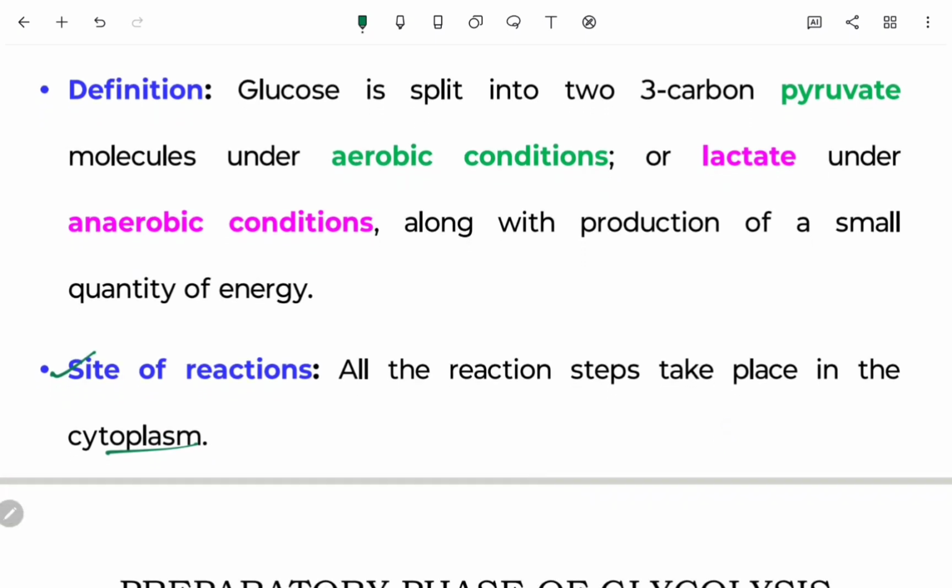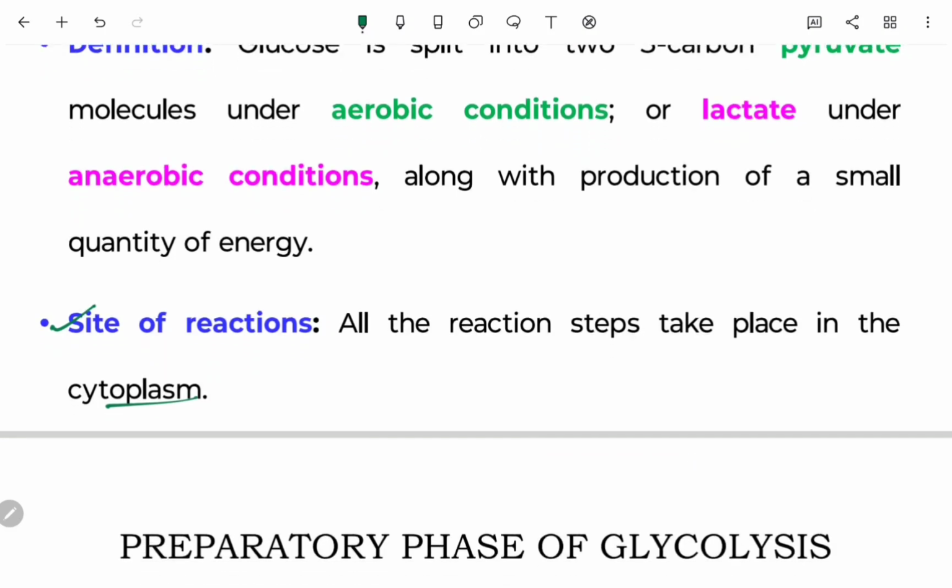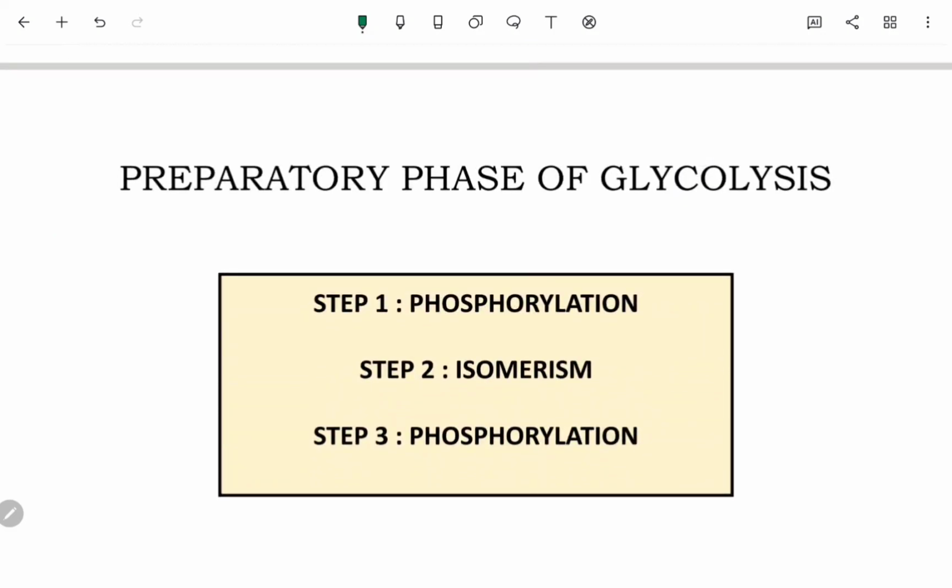Now, what is the significance of this glycolysis pathway? It is the only pathway that takes place in all cells of the human body. And this is the only source of energy in RBCs. In strenuous exercise, when the muscle tissue lacks enough oxygen, anaerobic glycolysis forms the major source of energy for muscles. So with this introduction, we are moving on to the different reactions of glycolysis.